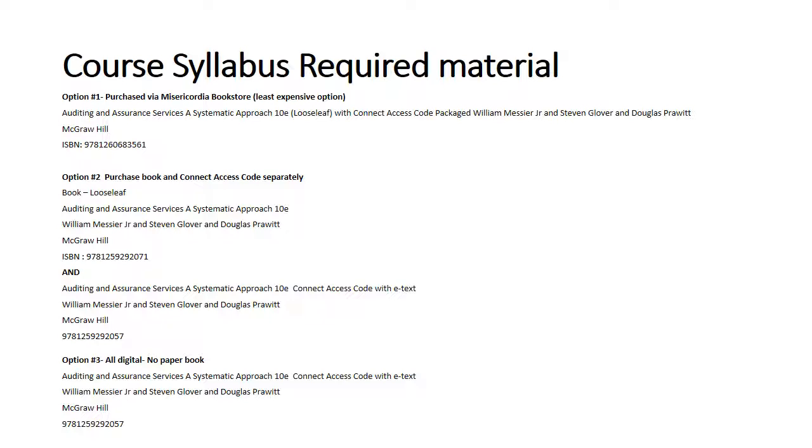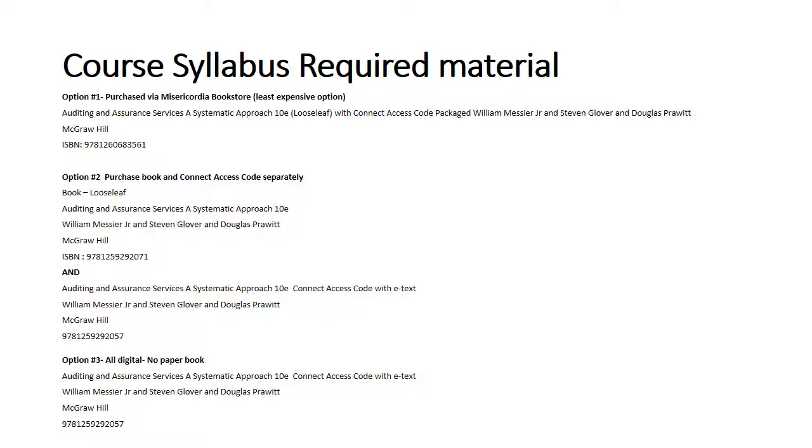The required material, which is listed in your syllabus, I've given you a couple different options of purchasing your required material. Probably the least expensive option is purchasing it directly from the Misericordia bookstore. There you will purchase a loose leaf book called Auditing and Assurance Services, A Systematic Approach, the 10th edition, and it will be packaged with an access code for a website that we utilize in the course called Connect. The ISBN number is there. That's a unique ISBN number for Misericordia's bookstore, which allows us to offer and sell this book at, I think it's $120. Normally this package runs almost $400.